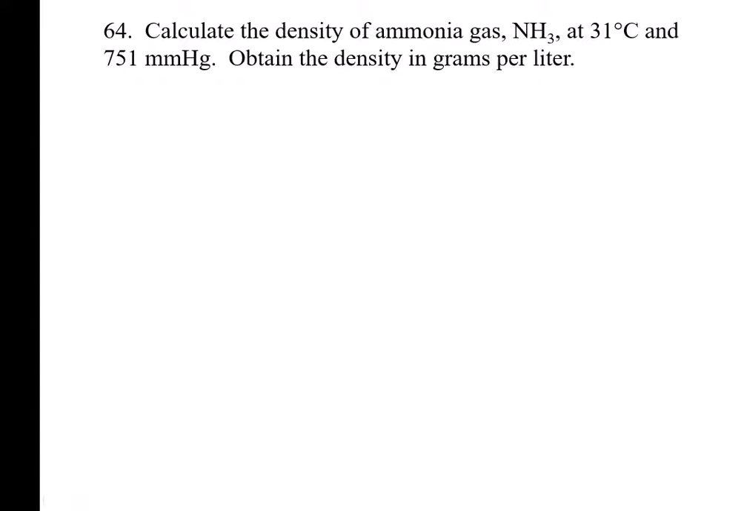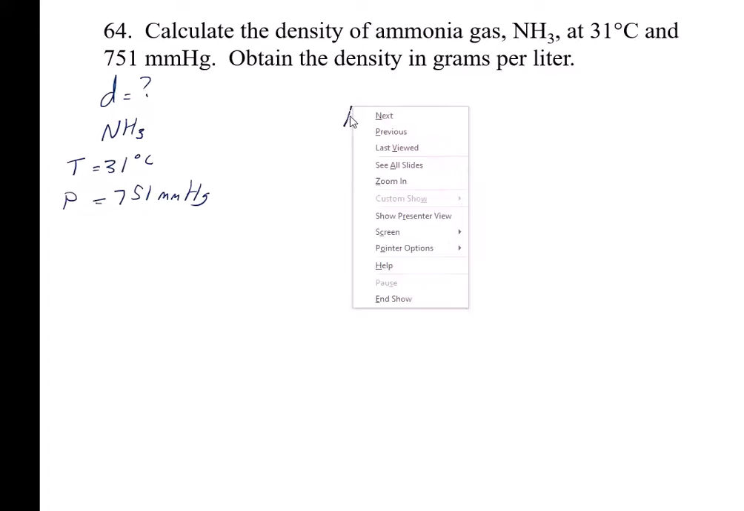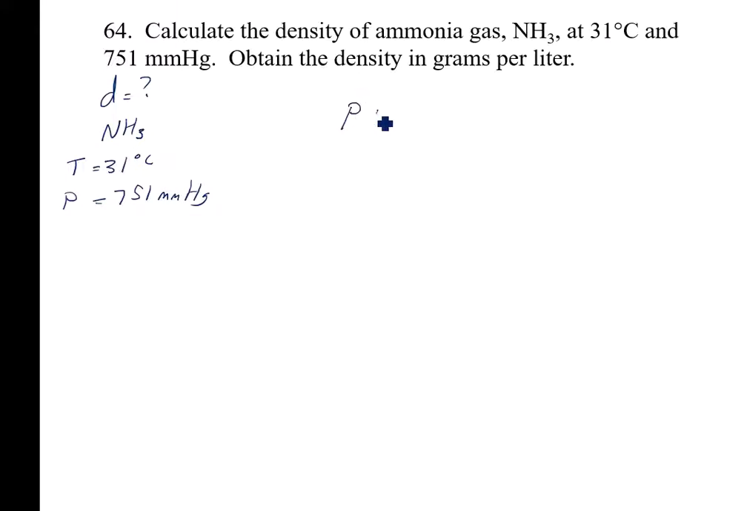Okay, it says calculate the density of ammonia gas at 31 degrees C and 751 millimeters of mercury. Obtain the densities in grams per liter, which is what it comes out to be from the ideal gas law. So it wants to know what is the density. I have ammonia gas. I have 31 degrees C, which is my temperature, and I have 751 millimeters of mercury, which is a representation of my pressure. And so the equation with density, temperature, and pressure is pressure times molar mass is equal to density, RT.